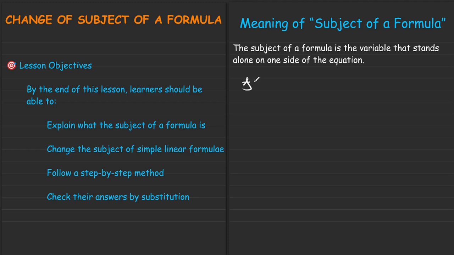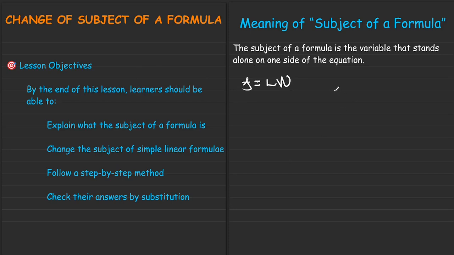If you have A equals LW, this is actually area. So area equals L times W. Which one is the subject? We said the subject is the variable that stands alone. If you look at the right-hand side, there are two variables there. L is not standing alone, and W is also not standing alone. It's A that stands alone. Hence, A is the subject of this formula.